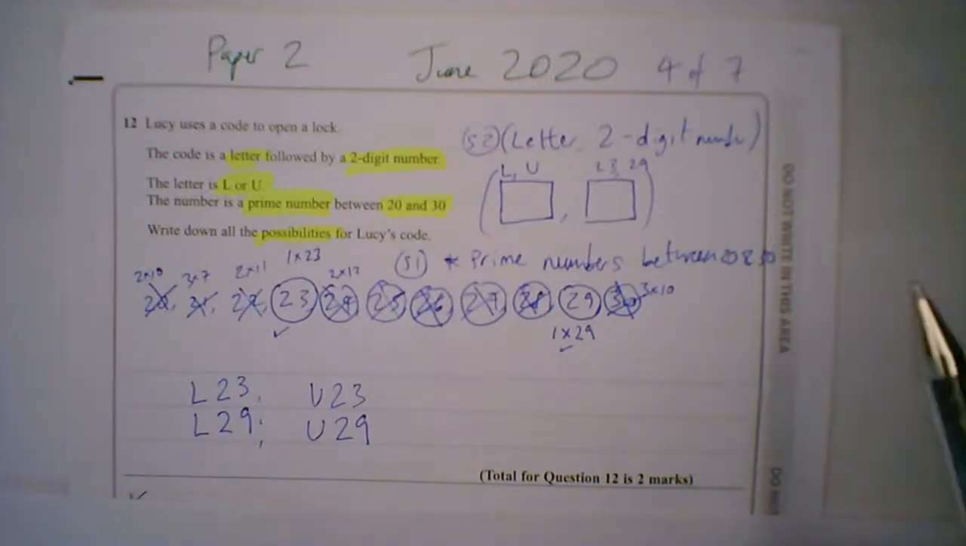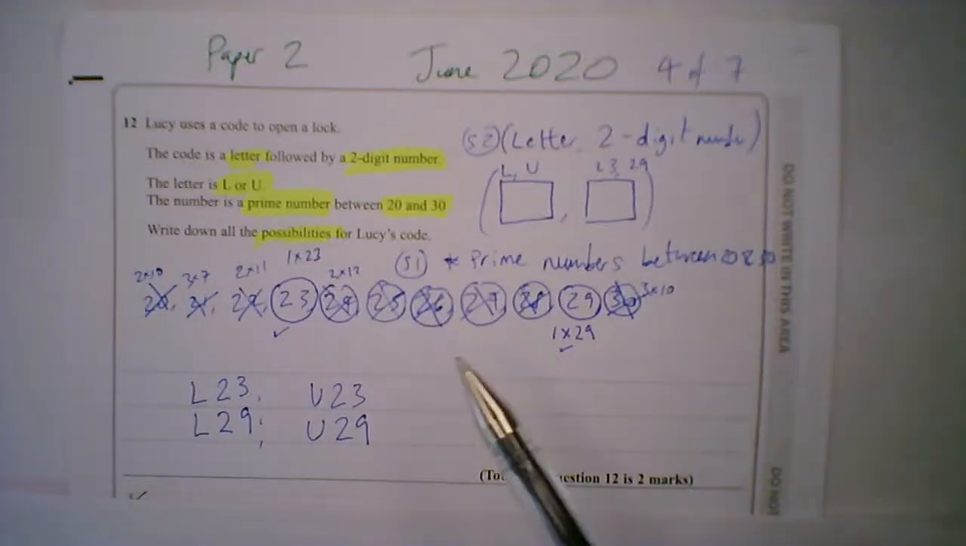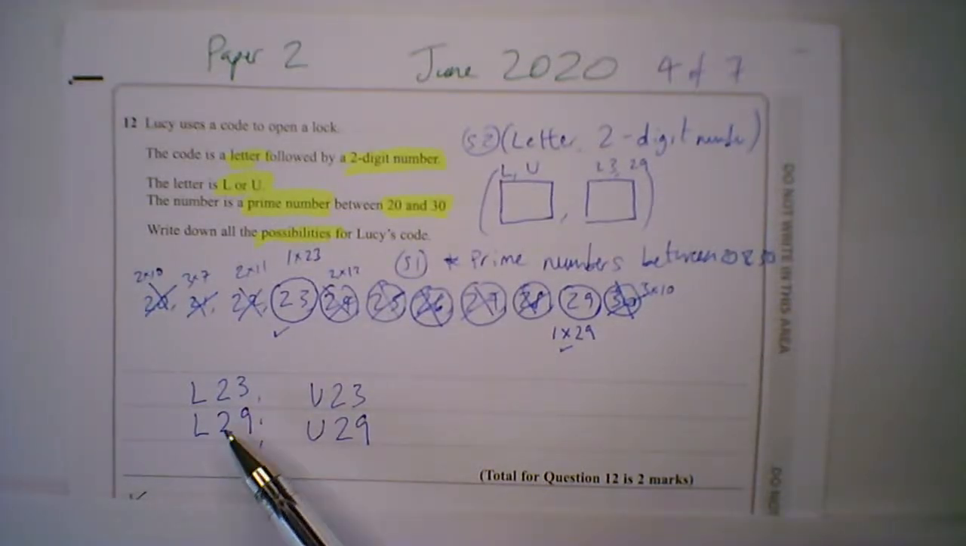And there's a lot more work compared to the other questions. So you can see this question is much harder than the previous questions. To get 1 method mark, you need to have 2 out of these 4. So this is a 2-mark question.